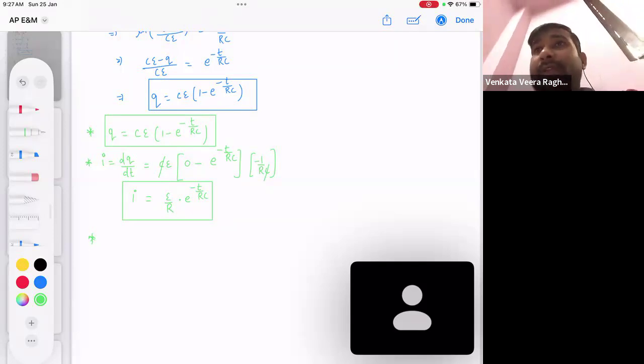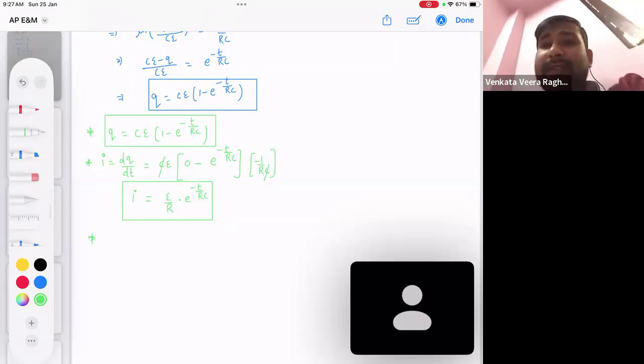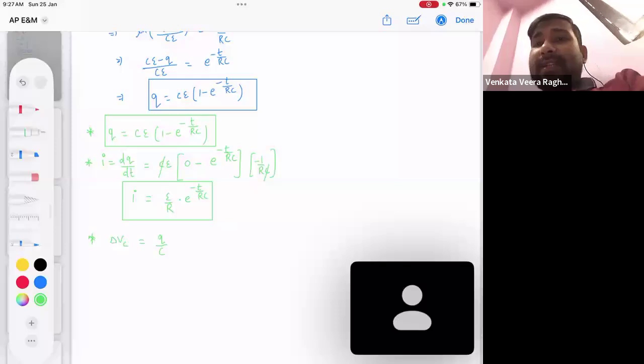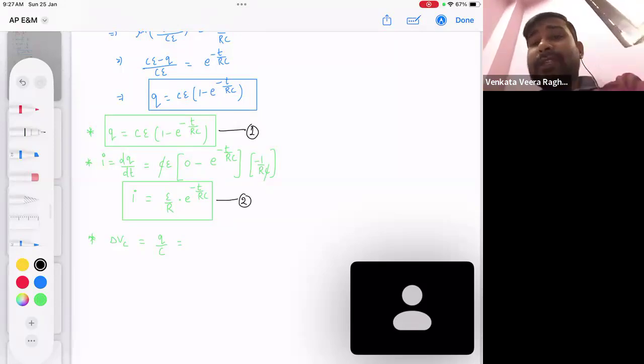What is the voltage across a capacitor? The voltage across a capacitor is charge by capacitance, isn't it? So the third thing you can calculate here is the voltage across the capacitor. You will write it as charge by capacitance. See the first expression. This is the first one. This is the second one. Look at the first expression.